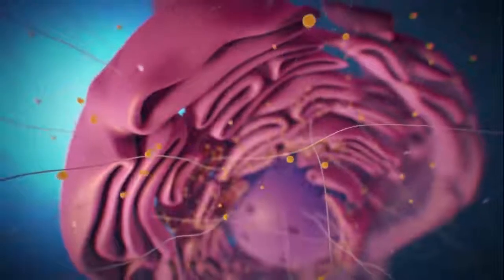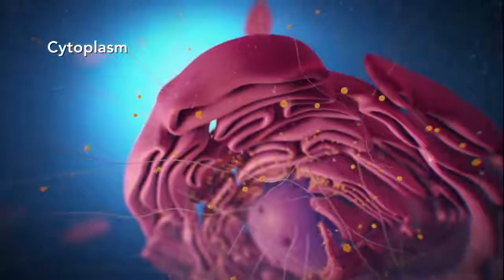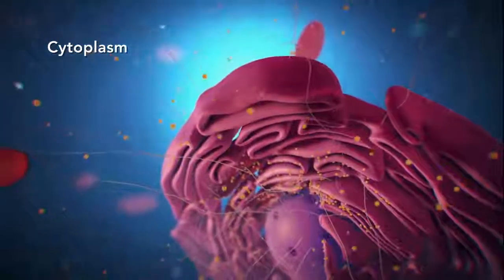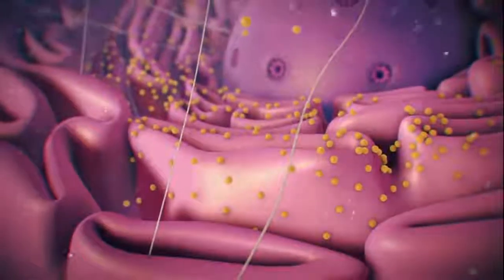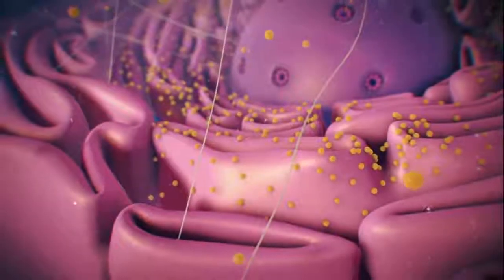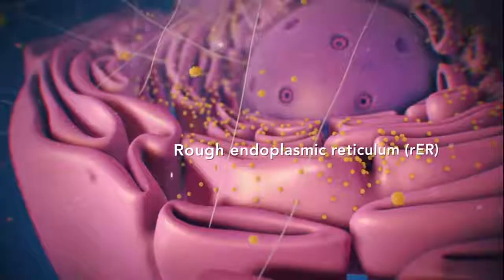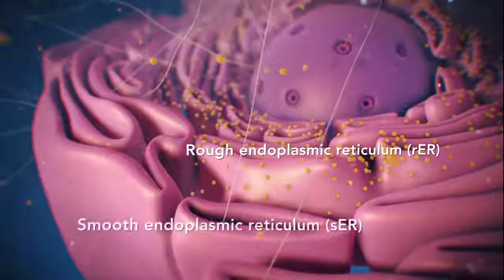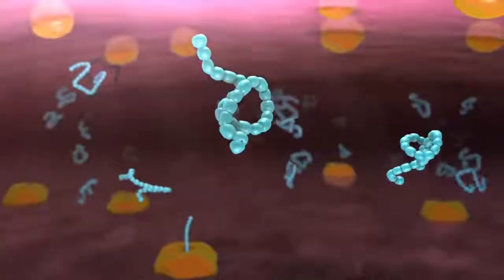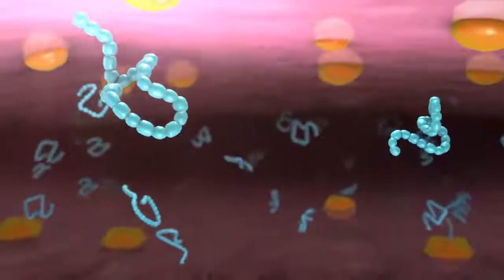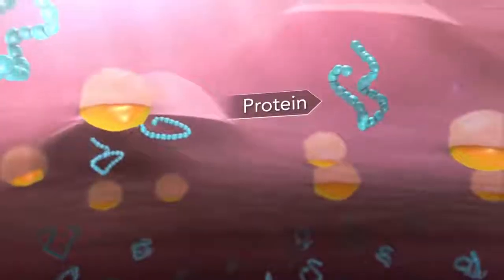Outside the nucleus, the ribosomes and the rest of the organelles float around in cytoplasm, which is the jelly-like substance. Ribosomes may wander freely within the cytoplasm or attach to the endoplasmic reticulum, sometimes abbreviated as ER. There are two types of ER. Rough ER has ribosomes attached to it, and smooth ER doesn't. The endoplasmic reticulum is a membrane-enclosed passageway for transporting materials, such as the proteins synthesized by ribosomes.